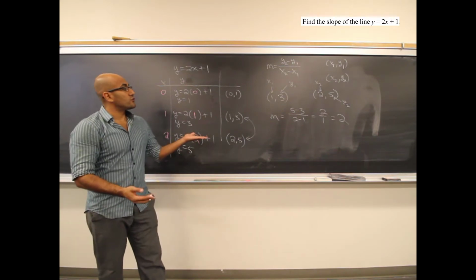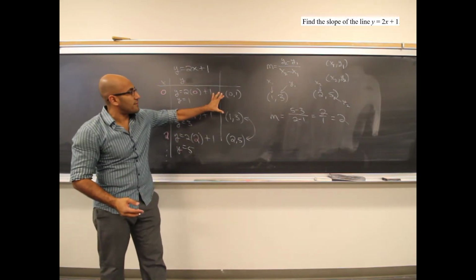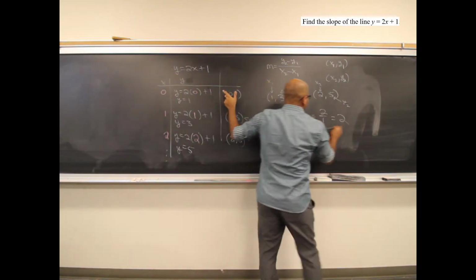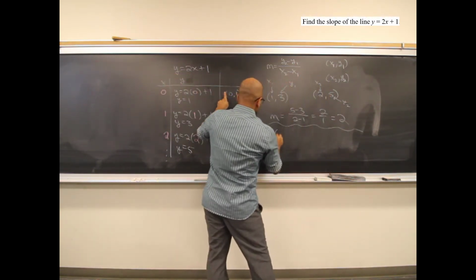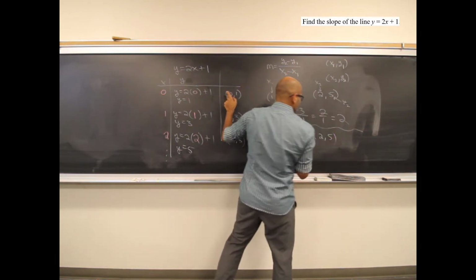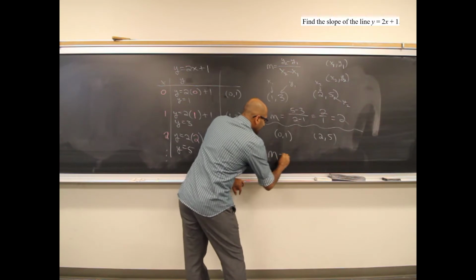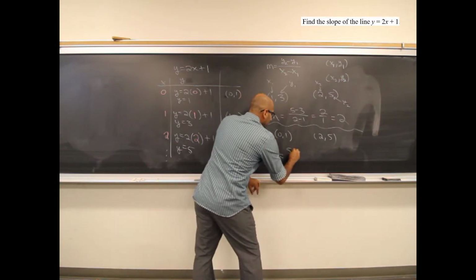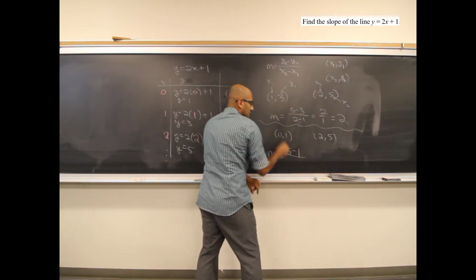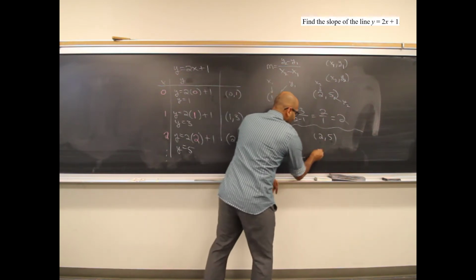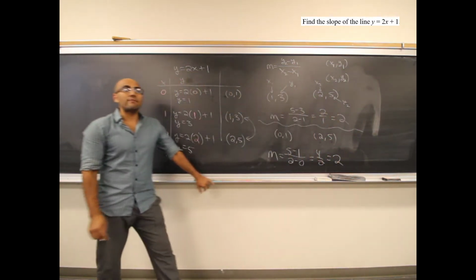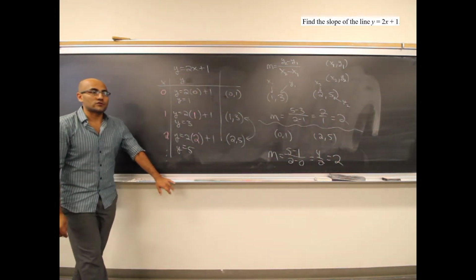We could have also used another pair of points. How about the first one and the last one? It doesn't have to be just these two points. We could also have used 0, 1 and 2, 5. And so our formula in that case would have been 5 minus 1 divided by 2 minus 0, or 4 divided by 2, or just 2 again. So we get the same answer no matter which two points we choose.